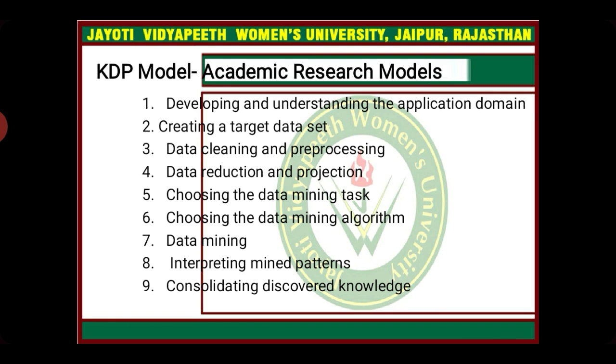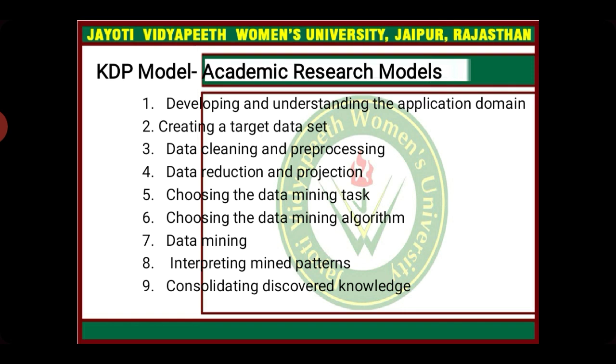The fourth step is data reduction and projection. Finding useful features to represent the data depending on the goal of the task, using dimensionality reduction or transformation methods to reduce the effective number of variables under consideration or to find invariant representations for the data. Fifth is choosing the data mining task. In this step, deciding whether the goal of the KDD process is classification, regression, clustering, etc.